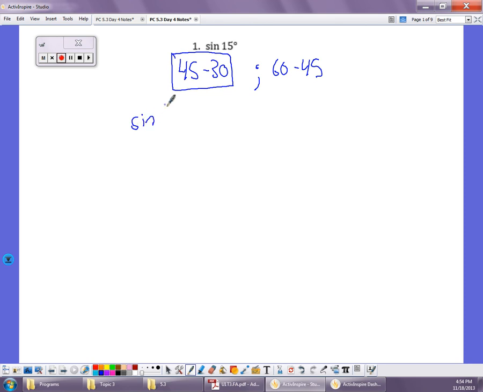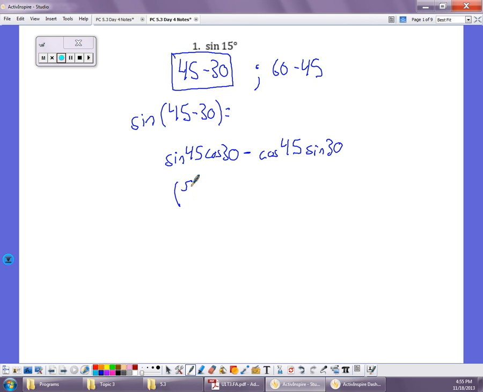So I'm just going to do the sine of 45 minus 30, and from here you're just plugging it into the identity which you're going to be given. So sine 45 cosine 30 minus, it's a difference, so the minus stays for the sine, and then we have cosine 45 sine of 30. From here, we're just going to go from our table of values and plug in.